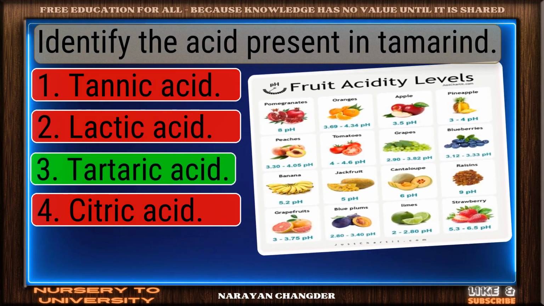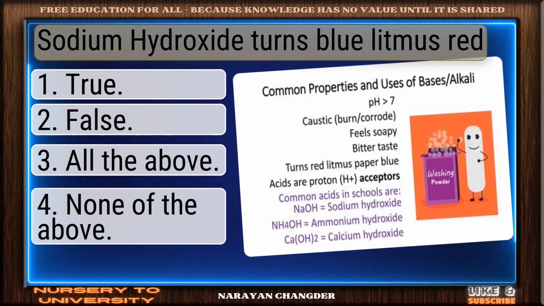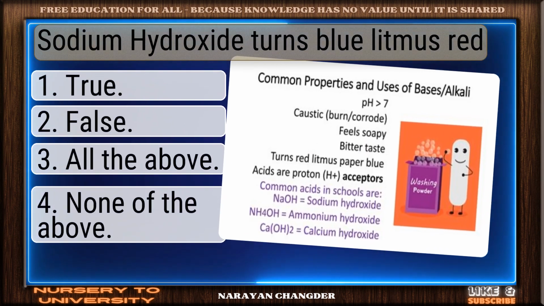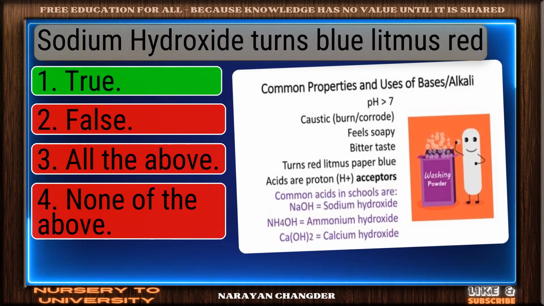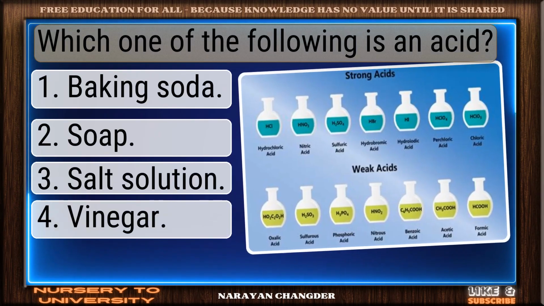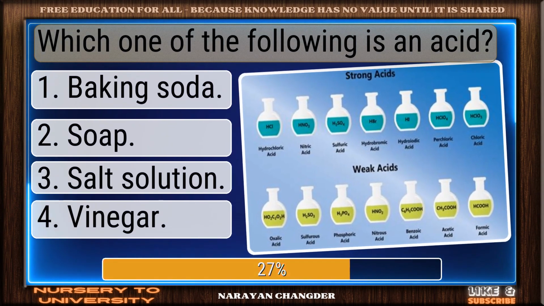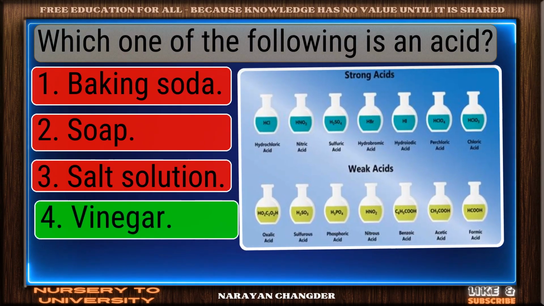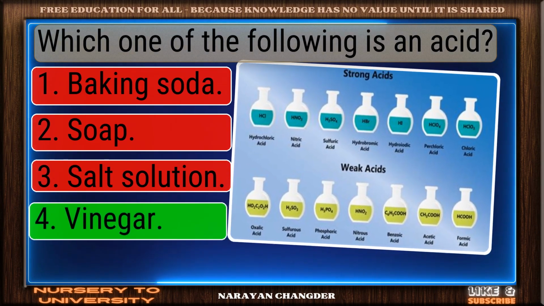Exactly. Tartaric acid makes sense and it is right choice. Question number 49. Sodium hydroxide turns blue litmus red. Good job. Your answer true works well here. Question number 50. Which one of the following is an acid? Great thinking. Vinegar is the right choice.